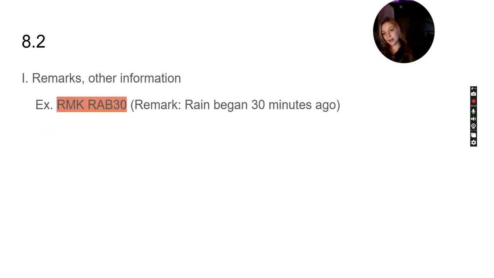Oh, actually, and there's remarks. The remarks are literally anything else. There's a bunch of remarks, so you're just going to have to learn along the way, I guess. But here's an example: remark RAB30. So rain, RA, B began 30 minutes ago. I think that's a pretty common remark that you might get. Anyways.